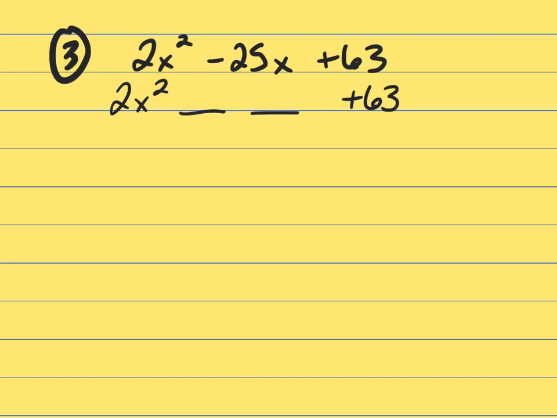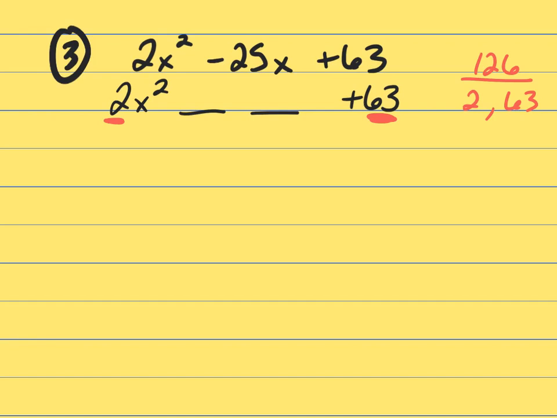Step number 2 is the reason we call it the AC method. We are going to take our a value, which is the 2, times our c value, which is the 63. And what is 2 times 63? A positive 126. So I'm going to write a positive 126 over here. Now, we need to list the factors of 126, and they have to combine to give me the negative 25x in the middle. So what I want you to do is think about what numbers can multiply and give you 126. All right. 2 and 63.